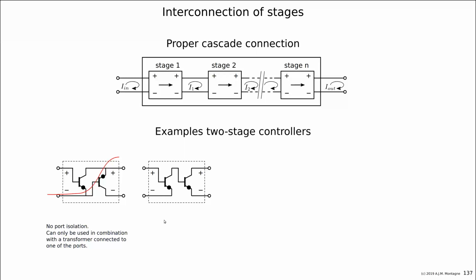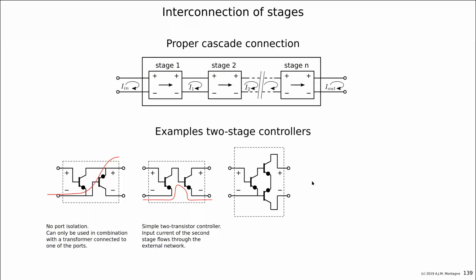This is another one that is often used, but this is not proper cascade connection because I'm missing the return current. The current flows, but where does it go back? Probably through the feedback network. So this introduces errors that are not described by the negative feedback model that we have.